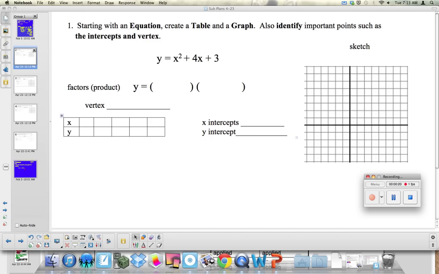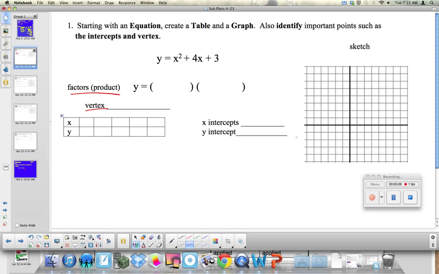So when we're graphing quadratics, these are all the important pieces. We have the factors, we have the vertex, we have the intercepts that are important. We need to know how to make a table. And of course, we need to make sure we can graph it. And if we can do all of those pieces, then we can be more successful on our test on Friday.